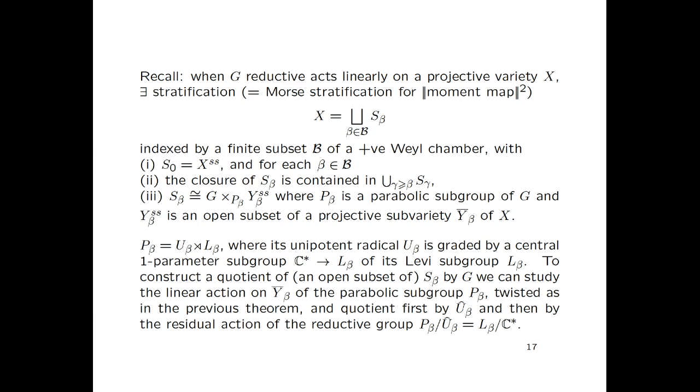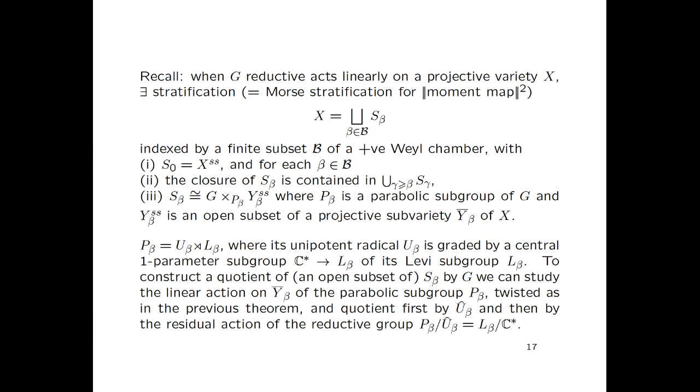And so again, we've got these strata, and the unstable strata. Trying to quotient an unstable stratum by the group action corresponds to trying to quotient a projective subvariety by a parabolic group. And this parabolic group always has the situation that its unipotent radical will be graded by a central one-parameter subgroup of the Levi subgroup, the reductive part.